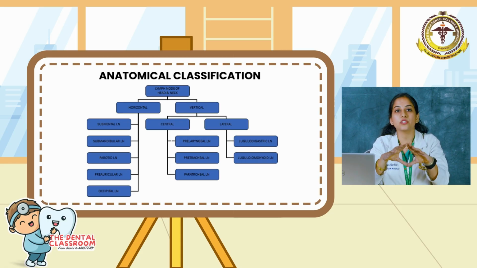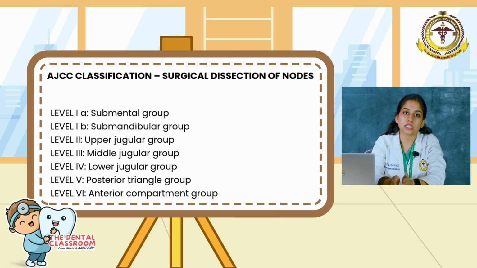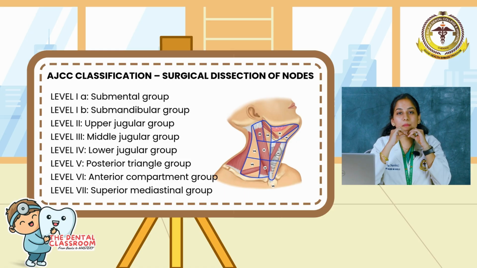Whenever we see a patient and diagnose a disease, we are going to say which lymph node is being infected. But as a surgeon, from the point of view of surgical dissection, we should have a classification. Here comes the role of the American Joint Committee on Cancer. They have given a specific classification which is based on levels. So level 1A will be the submental and level 1B will be submandibular.